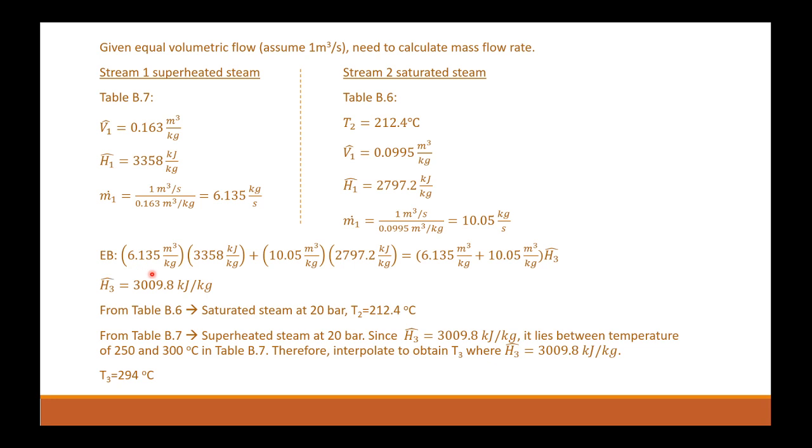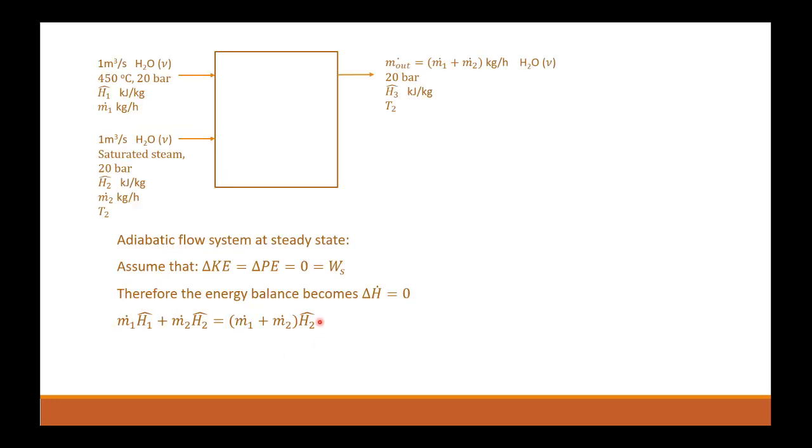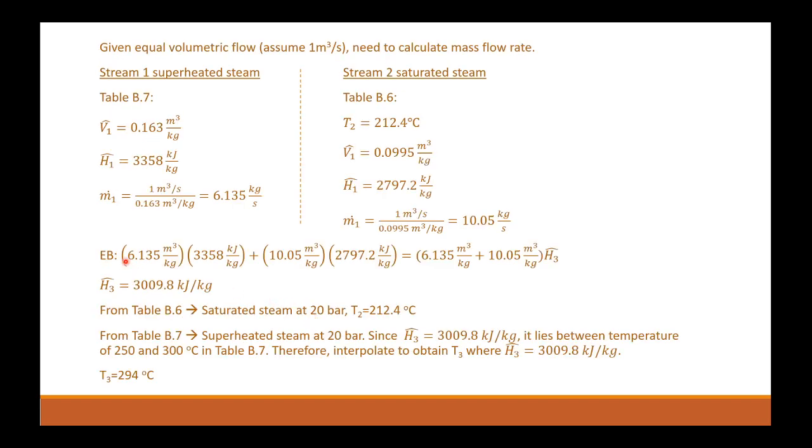Now using the energy balance that we did here, substitute all your values in. Substitute M1, H1, M2, H2 equals M1 plus M2 multiplied by H3. So we can solve for your H3.